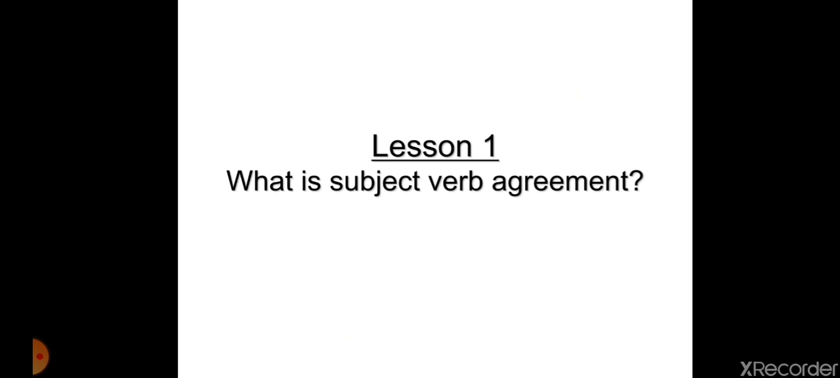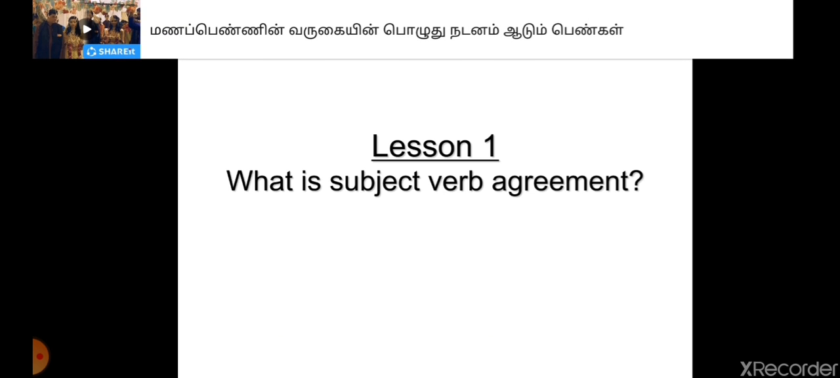Good morning to all. Now let us see one more important lesson called Subject Verb Agreement. It is also called Concord. There are different lessons in this part. Lessons mean different rules. Actually, when you write a sentence without error, the verb should agree with its subject.